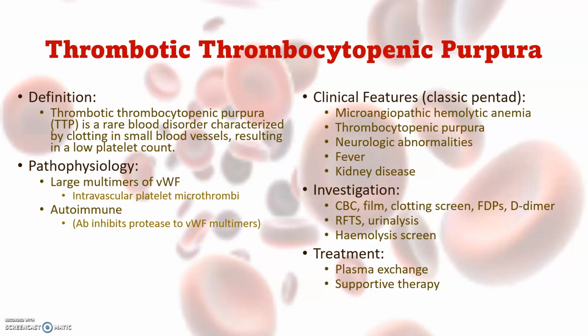They do have the hemolytic anemia plus the thrombocytopenia. In HUS, there's a similar anemia and thrombocytopenic purpura, but the RFTs are abnormal, while the FDPs and D-dimers, like in TTP, are normal to high normal. For TTP, the treatment is plasma exchange or supportive therapy.